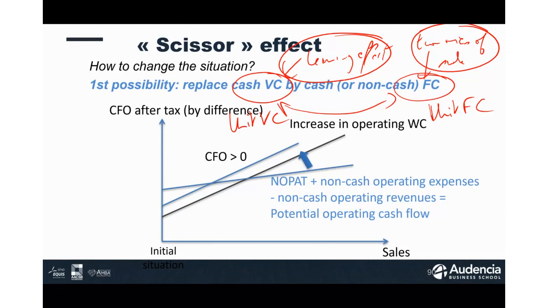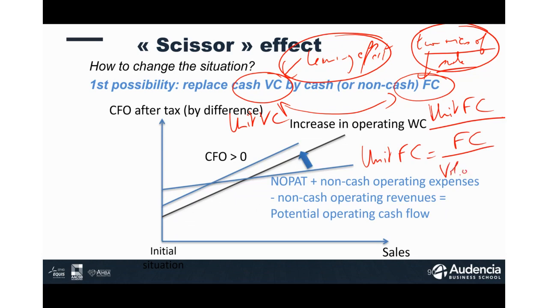So the economy of scale is the capacity to reduce the unit fixed cost. So the unit fixed cost is the fixed cost divided by the volume of activity. So the idea of the economy of scale, you need to increase less the fixed cost than you increase the volume of activity. If you increase only by 5% the fixed cost and at the same time you increase the volume of activity by 10%, you are decreasing the unit fixed cost. So you have economy of scales only if you need to increase less the fixed cost than the volume of activity.